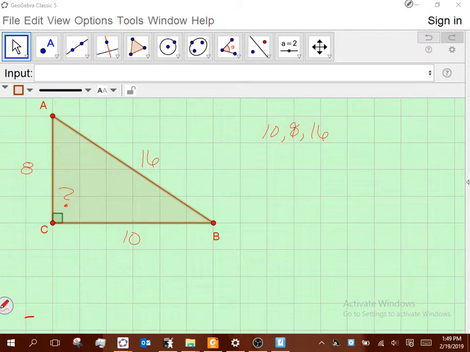16. So whether they give it to you in a picture or they give it to you in words without the picture, you've got to know that in order to be a squared plus b squared equals c squared, the c value has to be the largest number that they provide you with.